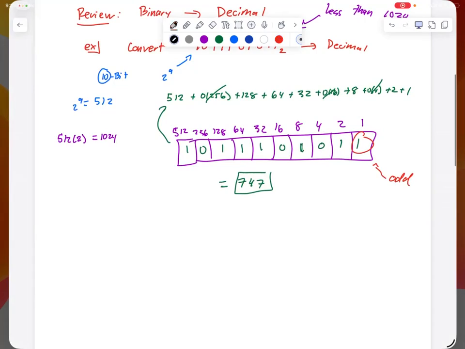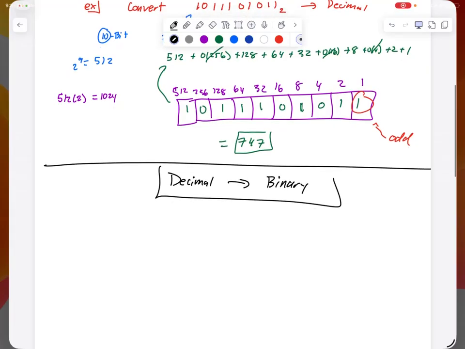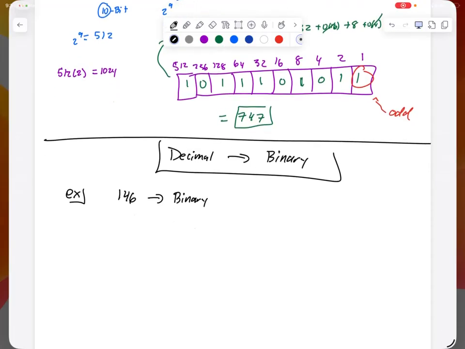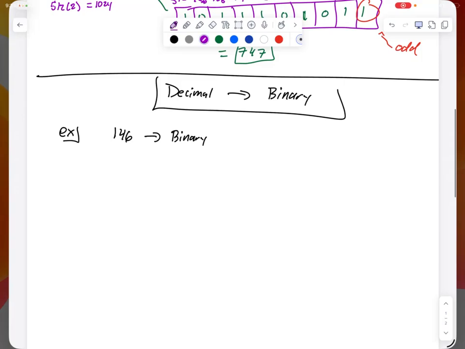All right. So today we want to go from decimal to binary. For example, we want to turn 146 into its binary form. Now, using the information we just learned about how much it has to be less than, understanding that it has to be less than 1,024, we can start off by setting up a table.